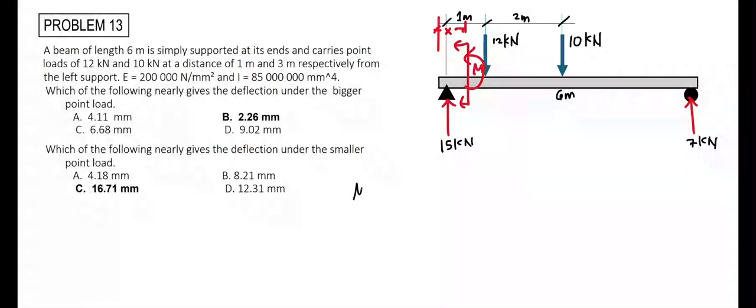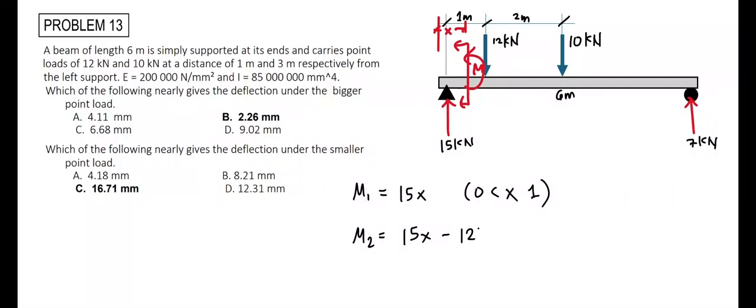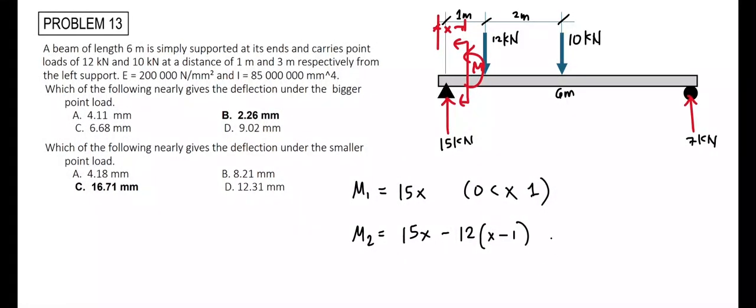we have our first moment equation that is equal to 15 kilonewton times the distance of x, which is the moment arm distance. This value holds only when x is between 0 and 1 meters. And for the second moment equation, we have 15x minus the 12 kilonewton force times the moment arm distance of x minus 1 meters. And this equation is only valid for x that is between 1 meters and 3 meters from the left support.